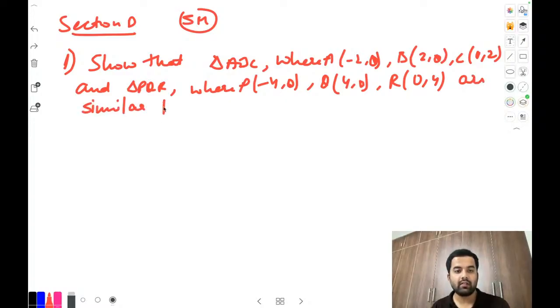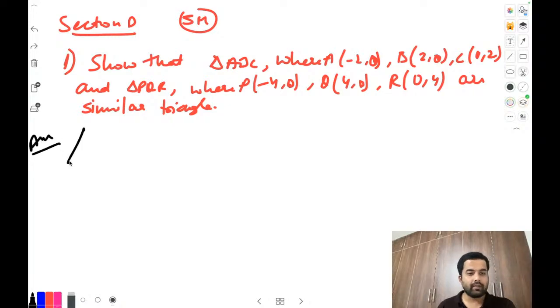Remember similar triangles, what do we do? Here in this question, two triangles are given. The points are given. Find the distances of those. And how to figure out similar triangles? Find the ratio of the sides. Try this on your own. I will also do it, you will also do it. Figure out the answers, everyone.